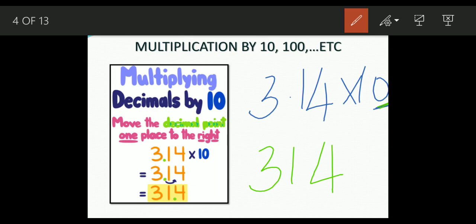Now I have only 1 zero, which means that I can move my decimal point one place. If I had 2 zeros, I can move 2 places. If I had 3 zeros, I can move 3 places. Clear? So according to the zeros, the decimal point will move to the right side. Understood? Since I have 1 zero, I'll move one place. So the decimal point from here before 1 will come after 1. So it will become 31.4.